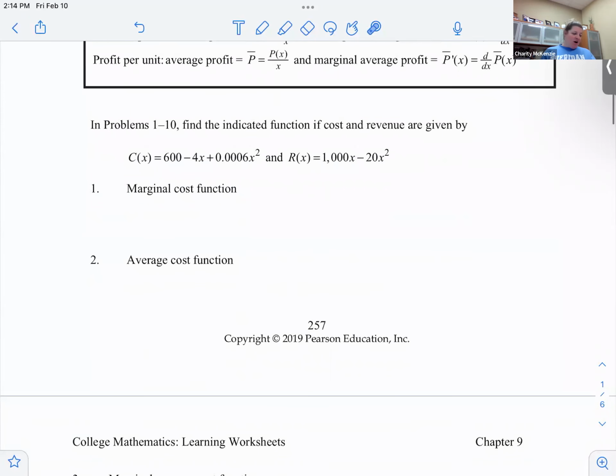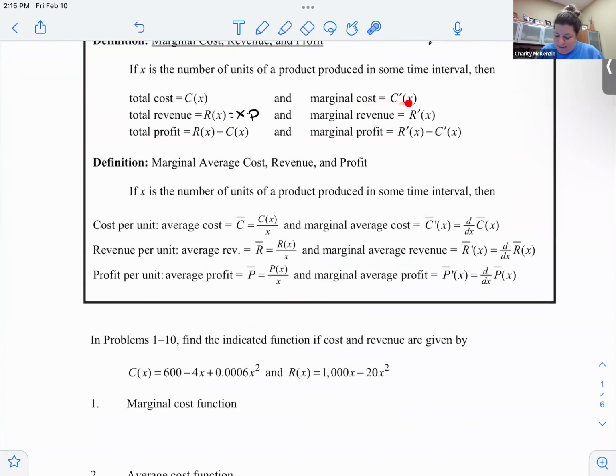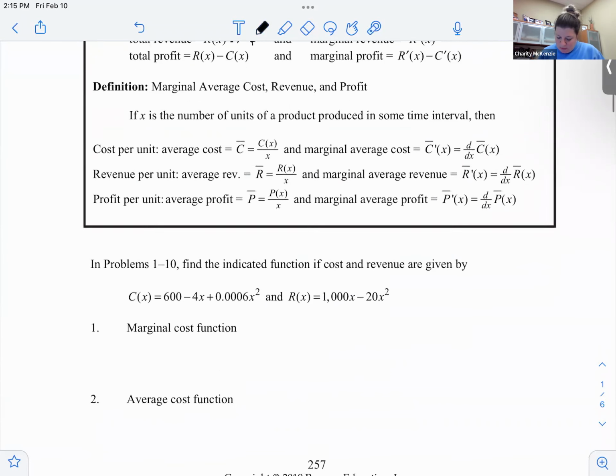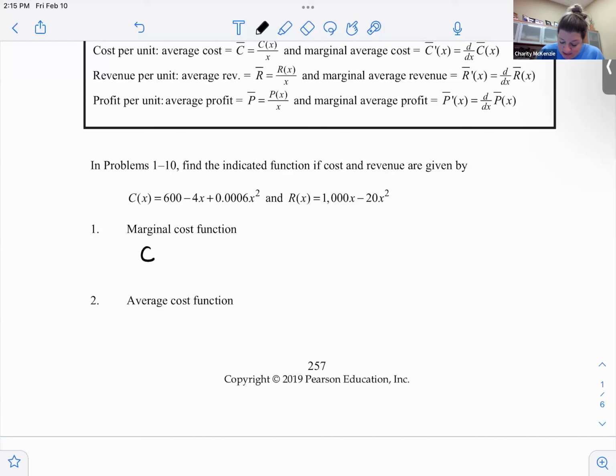All right, let's take this cost and this revenue, and let's go through all of our different functions real quick. This first one, marginal cost function. It has the word marginal, so I'm going to think derivative. Of just the cost, so I'm going to label that C prime of x, with the little prime symbol. If we do the derivative of just the cost function, the 600 goes away because our numbers go to 0. Then we have our negative 4x. Again, that x is an exponent of 1, so when I minus 1, it goes to 0, and the x goes away as well.